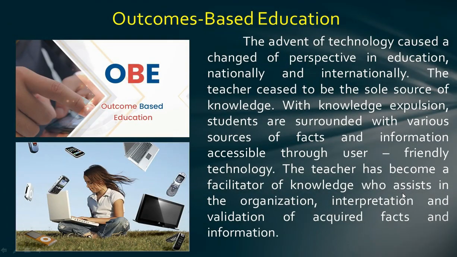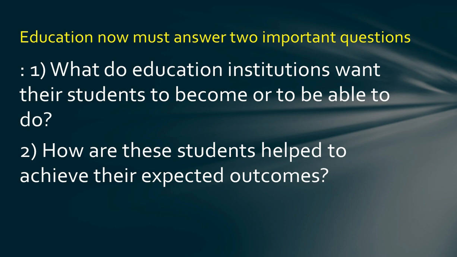In this lesson, you will learn the principles involved in outcomes-based education. Because of globalization and the need for graduates to adapt to the changing demands of the industries, not to mention their mobility as well as international accreditation requirements, the educational landscape has shifted from the traditional paradigm to the use of an outcomes-based framework. Education now must answer two important questions.